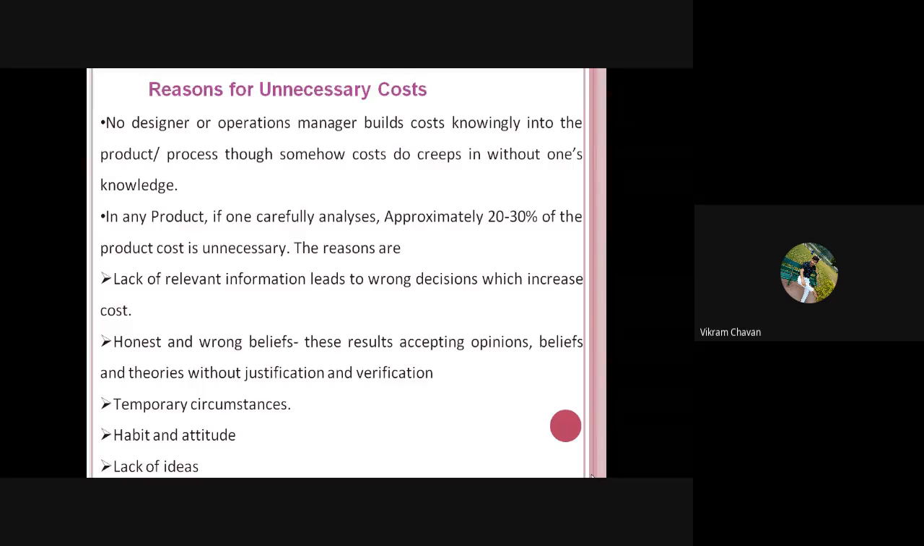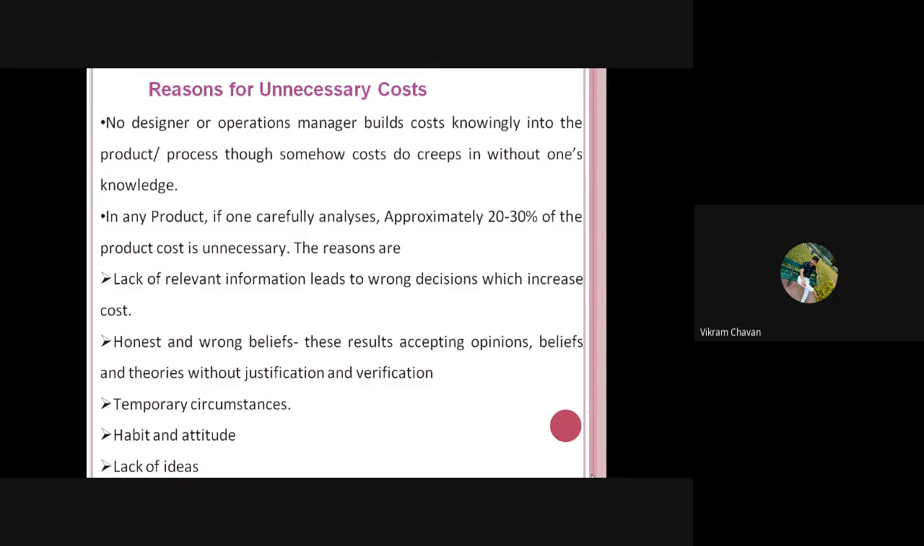Second one, honest and wrong beliefs. In that, write down: these results in accepting opinions, beliefs and theories without justification and verification.